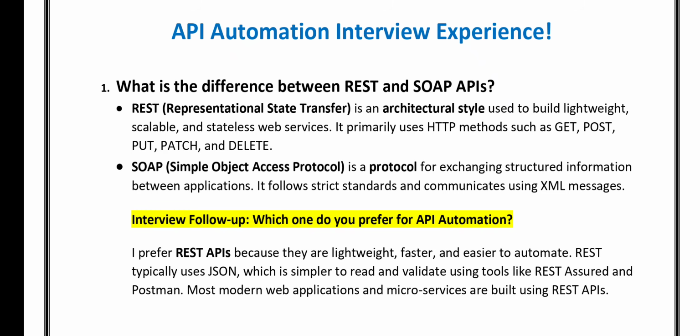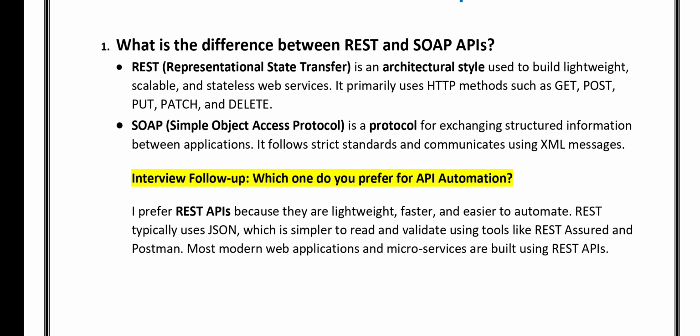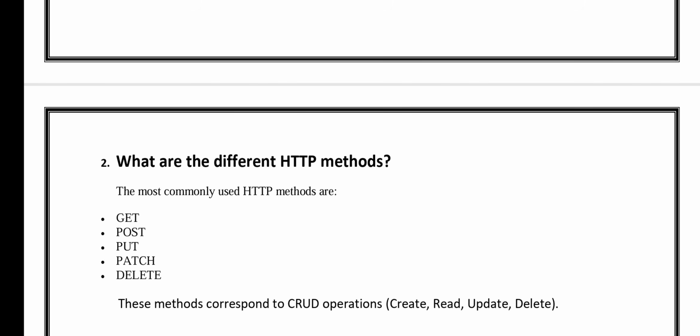Okay, so on top of this, the interviewer will ask the follow-up question like, which one do you prefer for API automation? You can answer, I prefer REST APIs because they are lightweight, faster, and easy to automate. REST typically uses JSON, which is simpler to read and validate using tools like REST Assured and Postman. Most modern web applications and microservices are built using REST APIs. Okay, so this is the crisp answer you can provide to the interviewer.